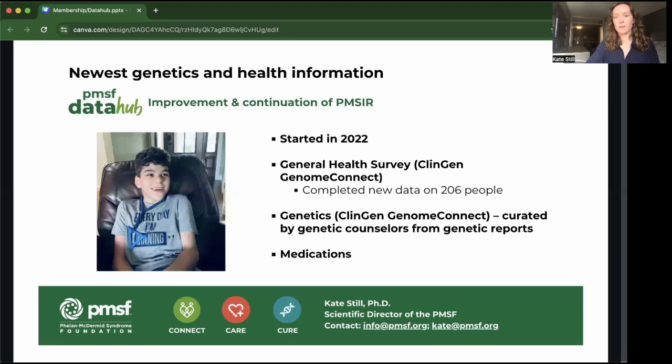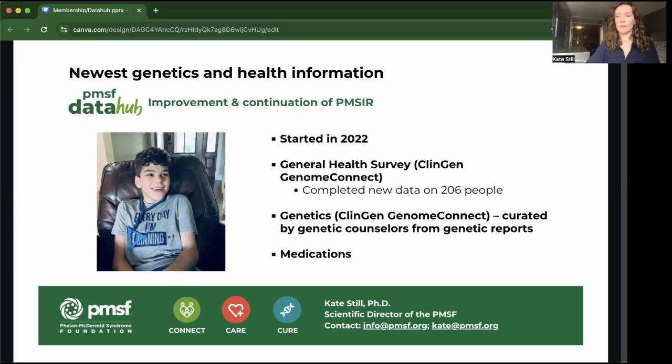And that version of the registry that is an improvement is now called the PMS Datahub. It can be thought of as a continuation of the PMSIR because we are retaining the information from the PMSIR, and it's the same IRB protocol that's been improved, but we are collecting new information, have made some changes. So we're on a new platform.